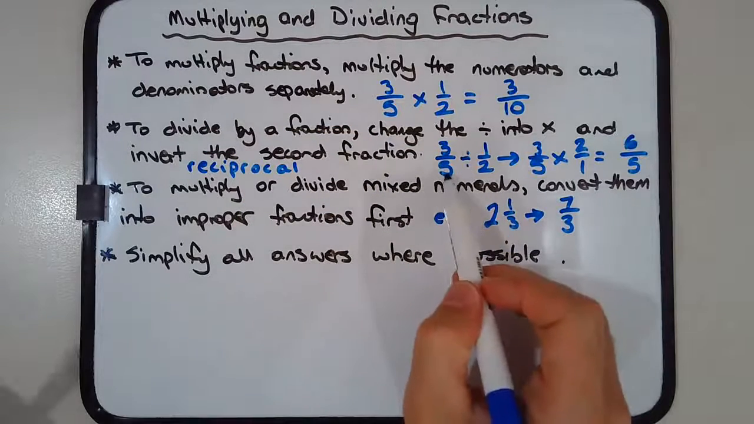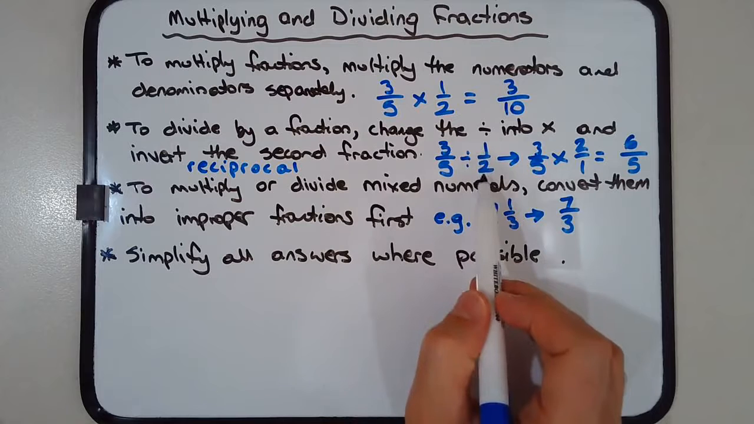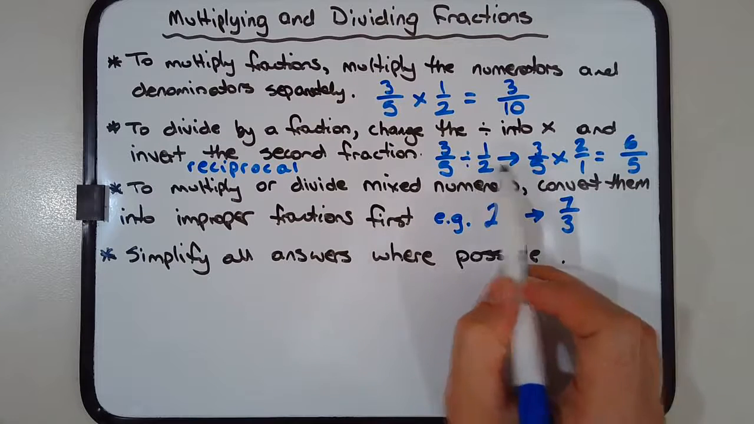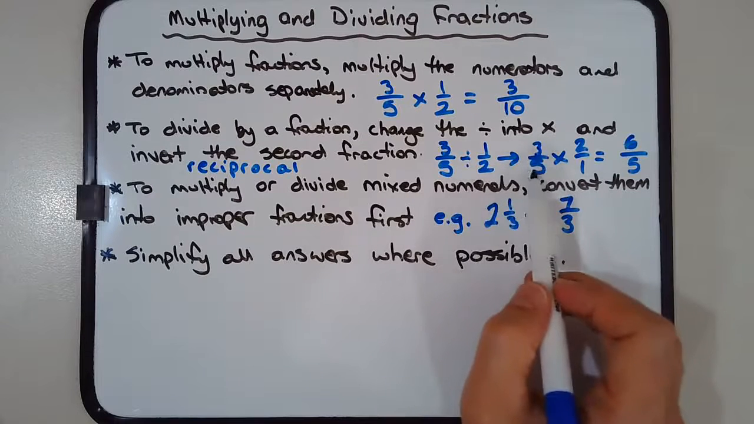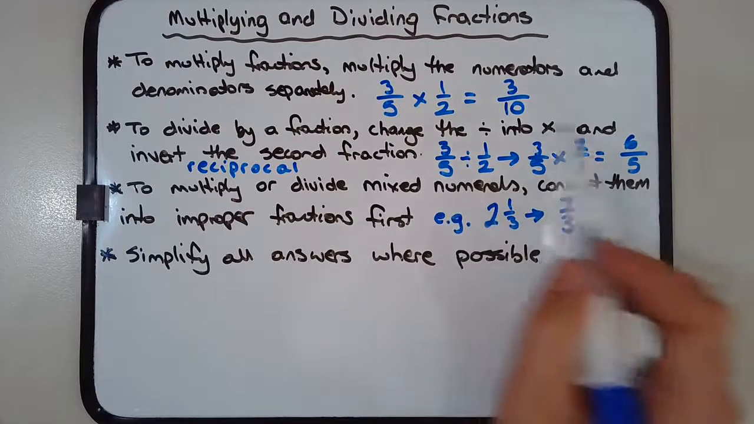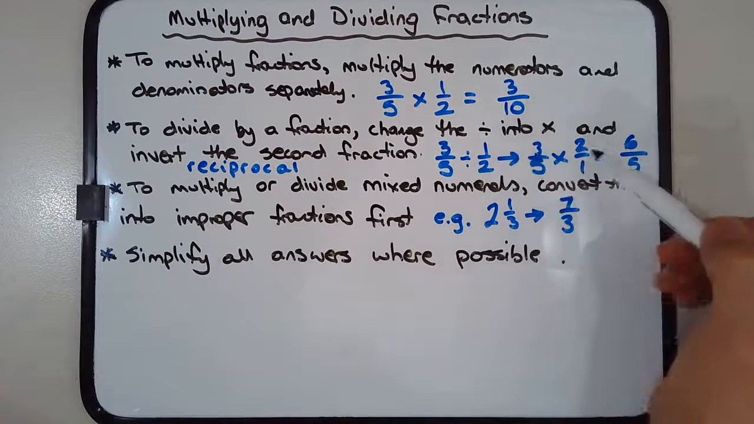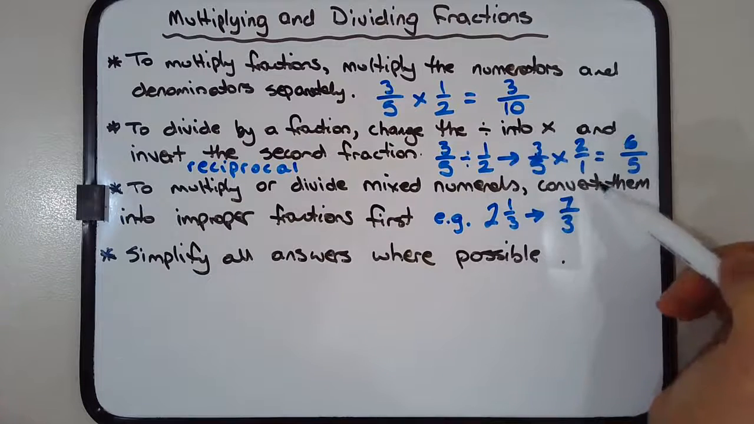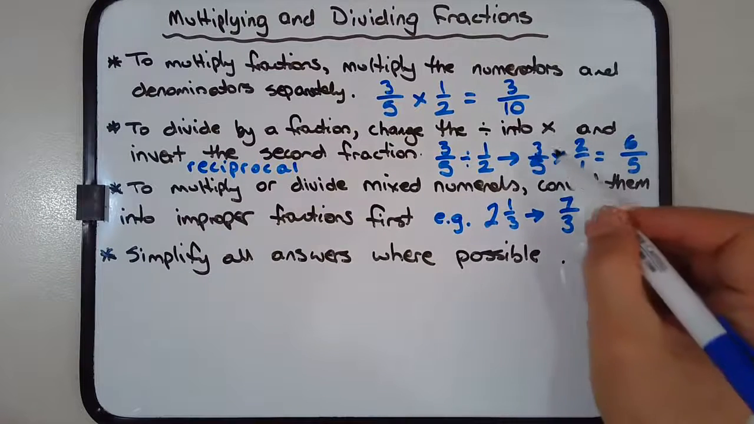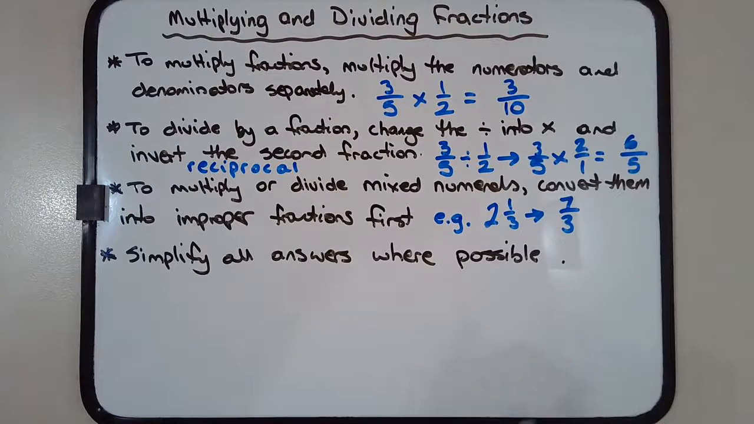So 3 on 5, as an example, we're going to use the same fractions as before. 3 on 5 divided by 1 on 2, by half. We're going to keep the first fraction the same. We're going to change the division into a multiplication, and then we're going to flip the second fraction. So instead of 1 on 2, it's going to be 2 over 1. And then we multiply normally. So 3 times 2 is 6. 5 times 1 is 5. And so the answer is 6 on 5. That's an improper fraction, so that's 1 1/5.